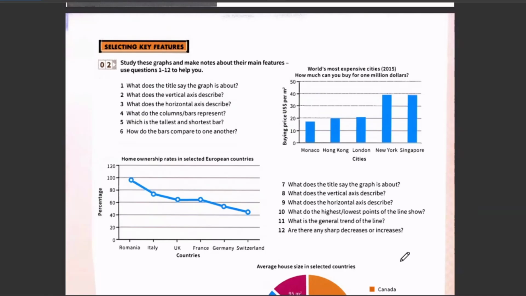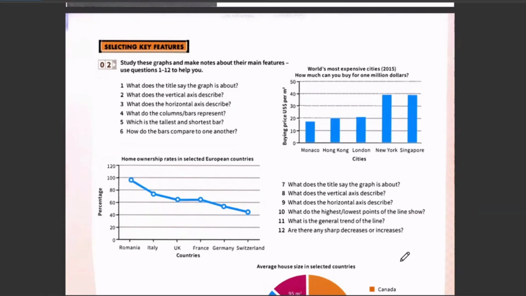Okay, for number three, what does the horizontal axis describe? The horizontal axis describes the cities, the data of the cities. Very good. It describes the different cities. These are the names of different cities, right? So you can say that the horizontal axis describes different names of the city or different cities. Just that. Okay, next is number four.